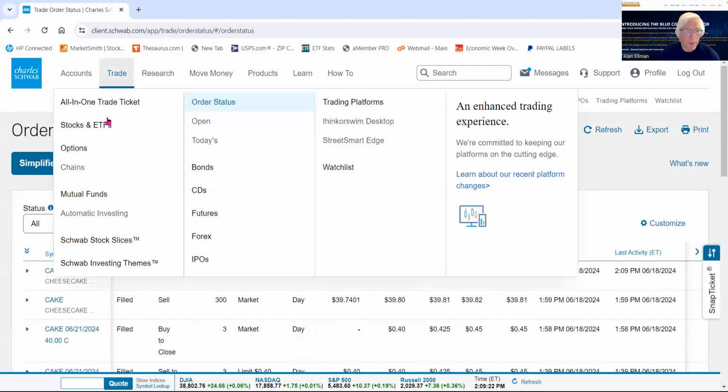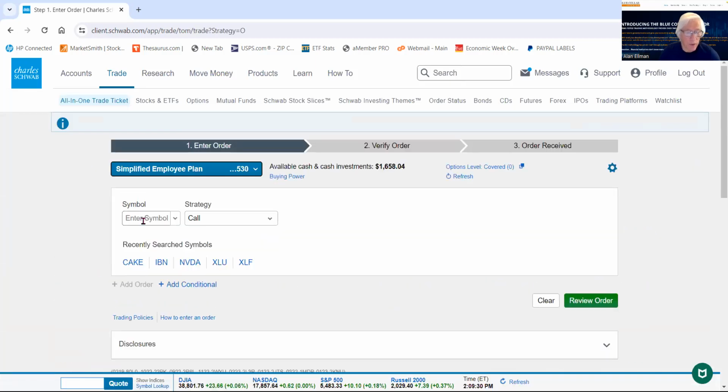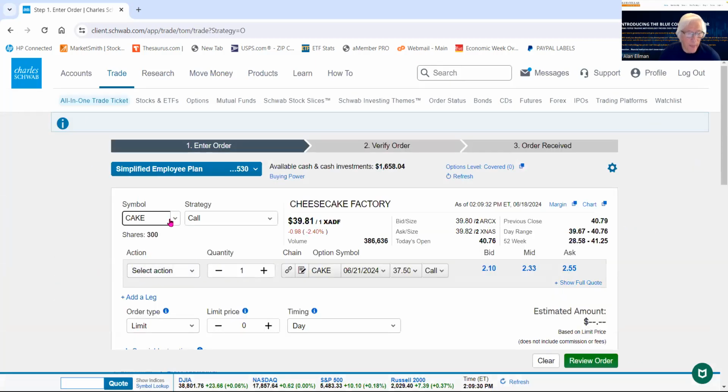Okay. So let's go back to trade, and now we're going to trade options because we own 300 shares. So we put in cake, and it tells us that we own 300 shares. The strategy is covered calls, right? We're selling calls. What do we want to do? We want to sell to open. We're not buying the calls, we're selling the calls. And we're leveraging our 300 shares of cake. How many contracts? It's 100 shares per contract for options, so we could sell 3 contracts, right? And we're going to be doing a limit order.